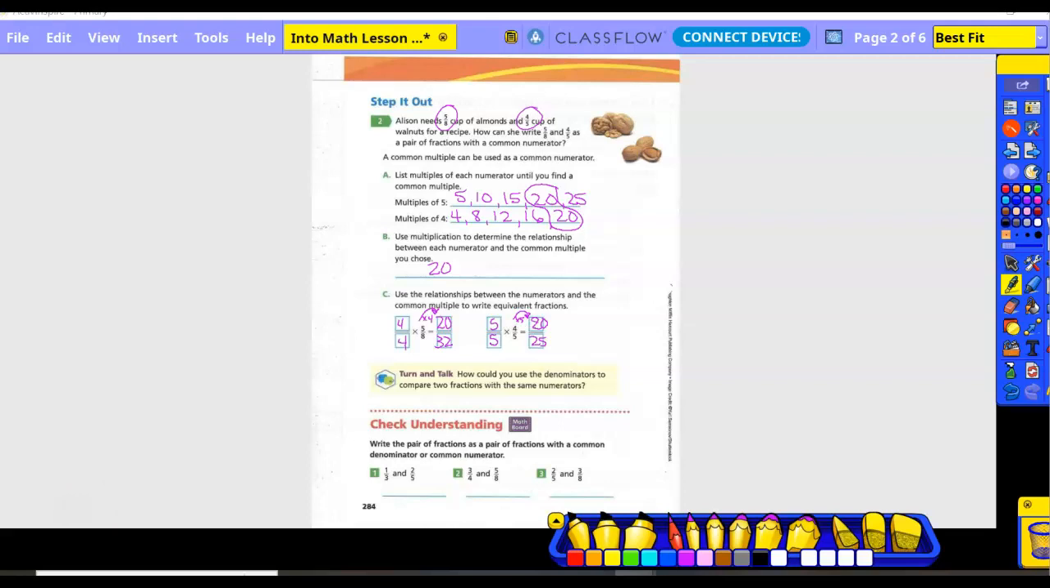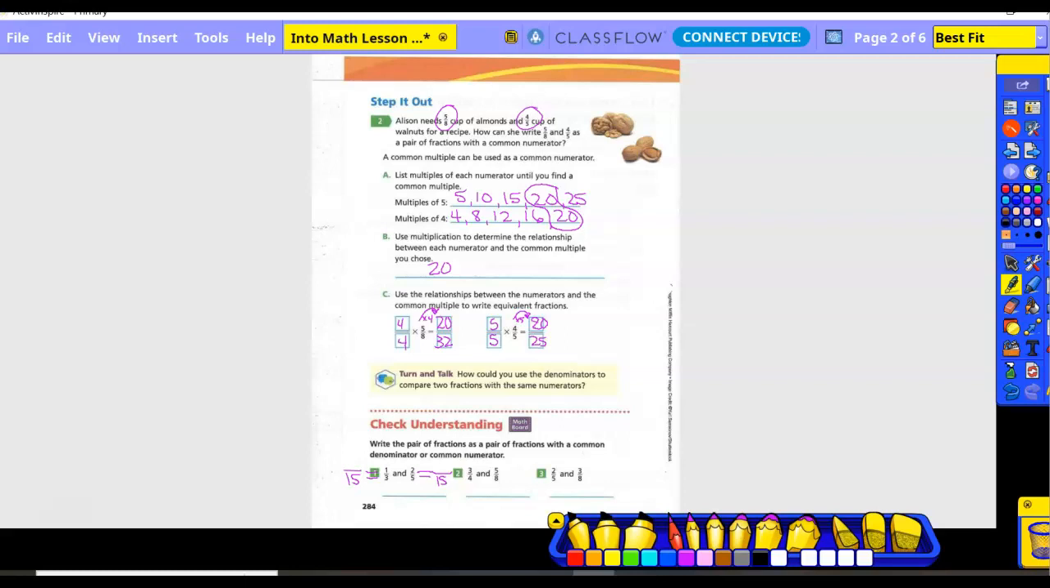Write the pair of fractions as a pair of fractions with a common denominator or a common numerator. Okay, so they want, you can do it either way, right? Okay, let's go into our denominator. So to get a common denominator, what are we going to do? We're going to take 3 times 5 to get what? 15. Okay, so I'm going to put equals 15 on both sides. So I'm going to get a fraction that has 15 in both of the denominators.